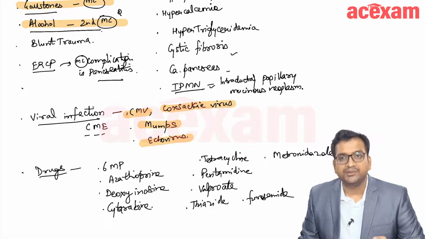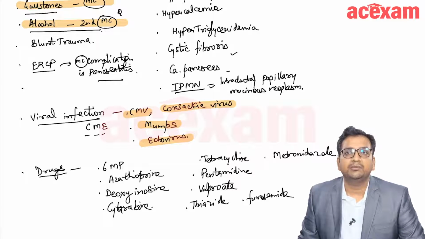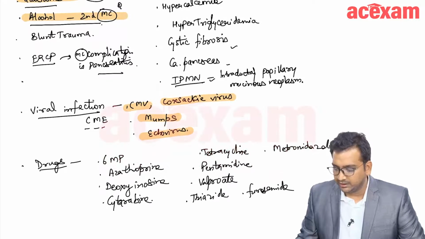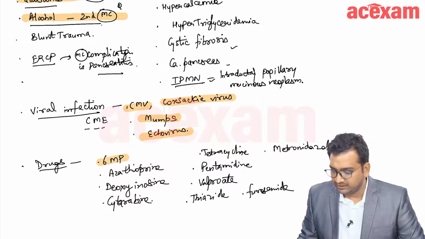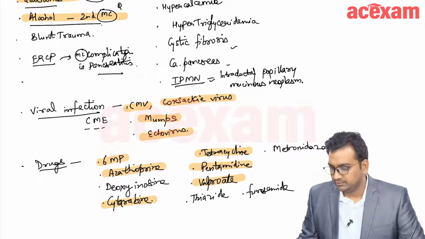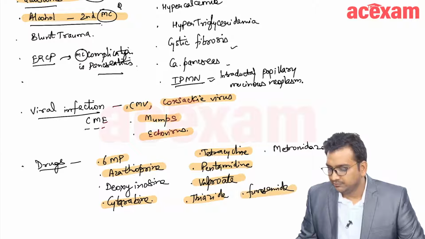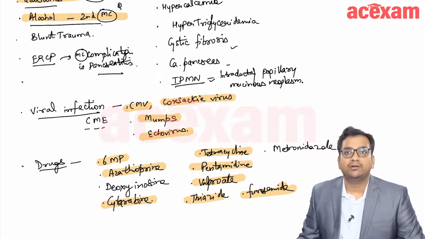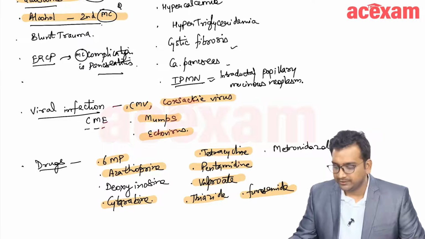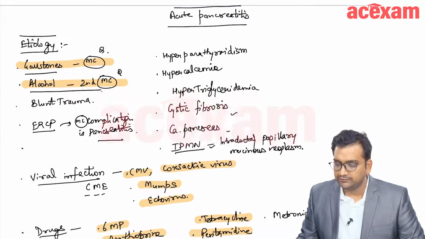There are also various drugs which can lead to acute pancreatitis. Earlier we used to get a lot of questions on that. The drugs are 6-mercaptopurine, azathioprine, dideoxyinosine, cytarabine, tetracycline, pentamidine, valproate, thiazides, furosemide, and metronidazole. You'll have to remember a few names because previously we have got a lot of questions on drugs causing acute pancreatitis. Now, this is the etiology of acute pancreatitis.